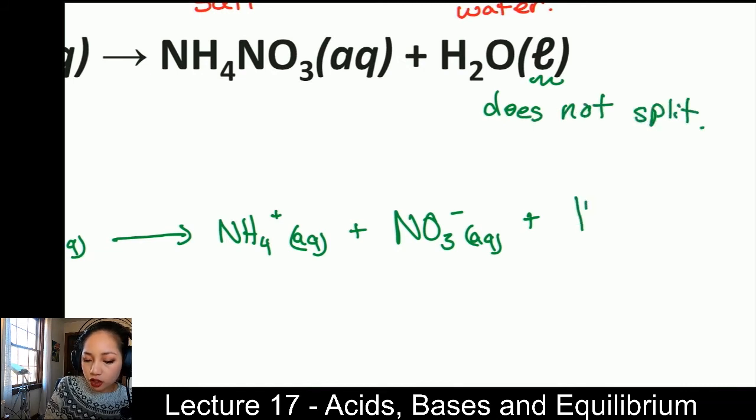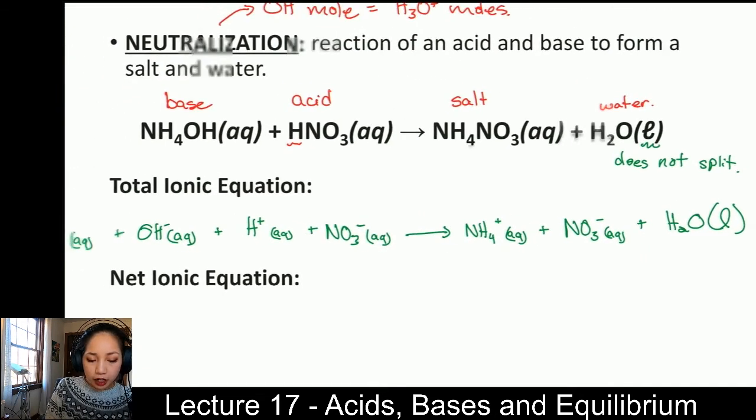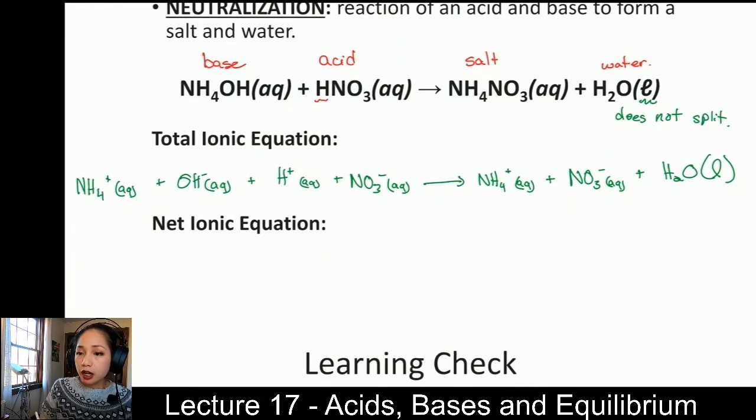Water is not split, so we just keep it as is, H2O liquid. All right, so there's our total ionic equation. But let's figure out the net ionic equation to see what the important reaction going on is.